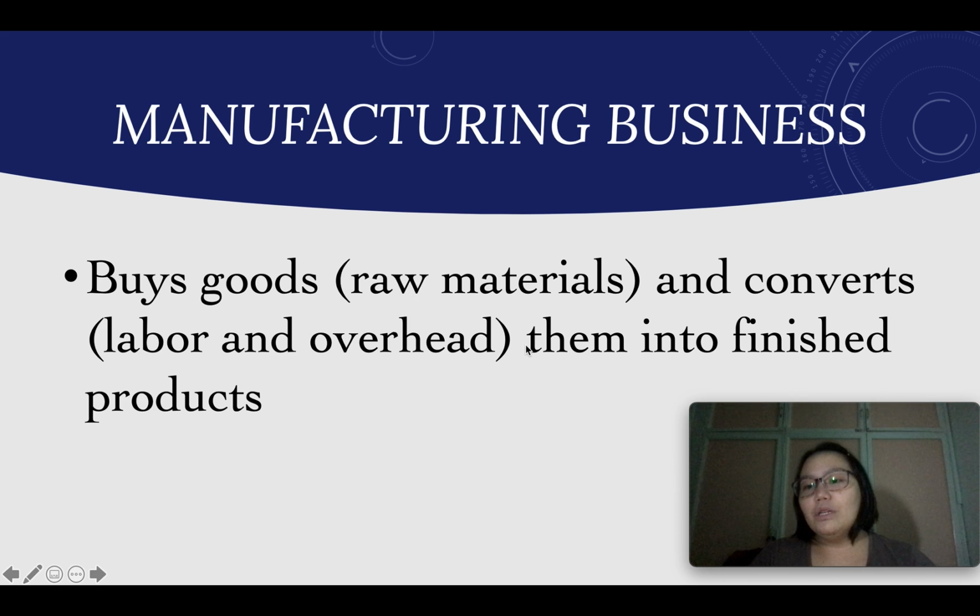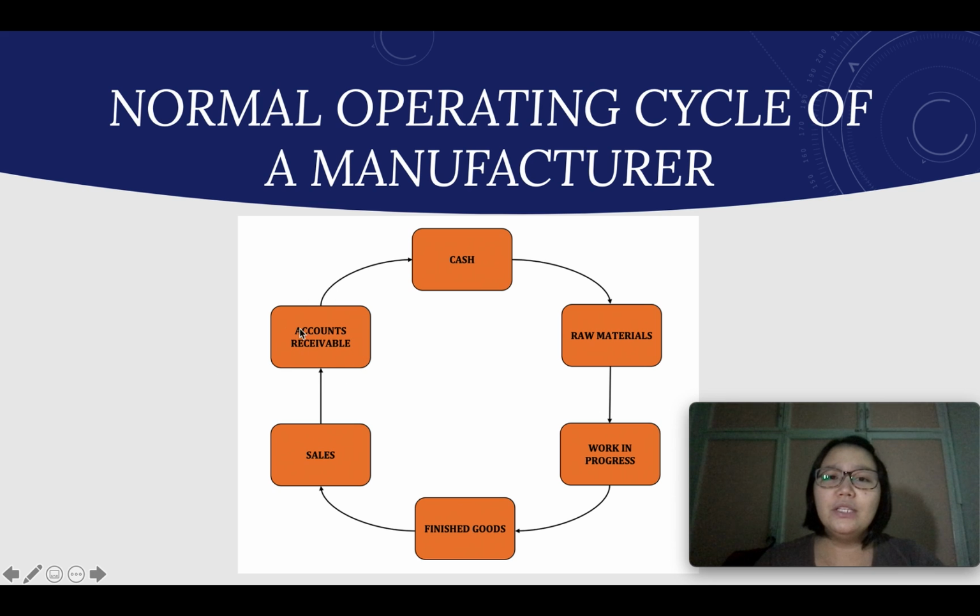So what they do is they go to Divisoria and buy cloth and other raw materials, and then they hire sewers and incur other manufacturing costs in order to produce the bags that they will eventually sell to the final consumers. So this is the normal operating cycle of a manufacturer.